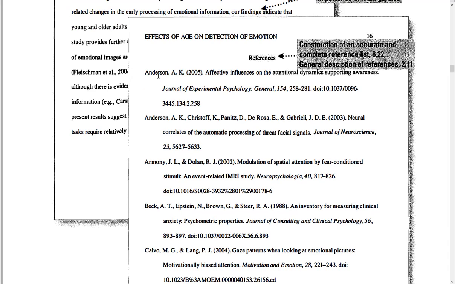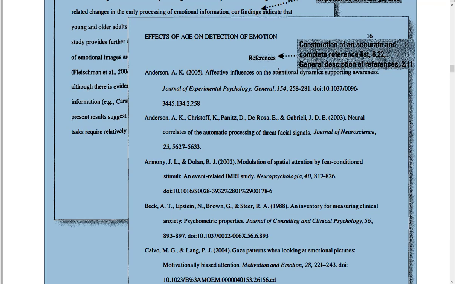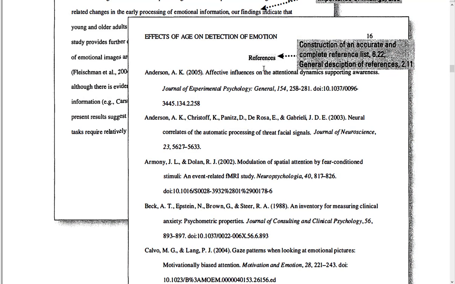We'll talk more in a different video about doing the references. But one thing I want you to notice is that the word references is centered. It is not bolded. It is not considered a level 1 heading. We also have in APA style what is called this hanging indent. And that is a nice way of saying that the first part of your reference is always going to be left justified. Everything else is tabbed over by 1/2 inch.